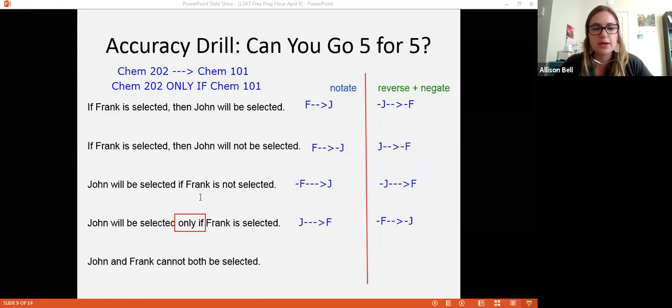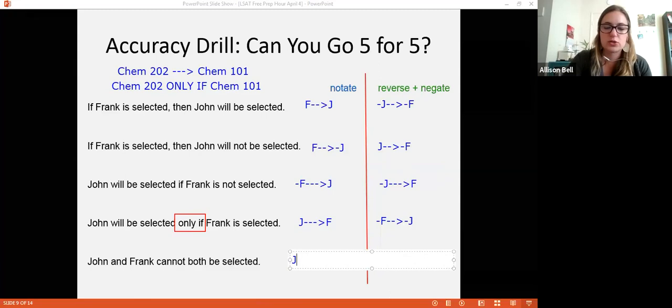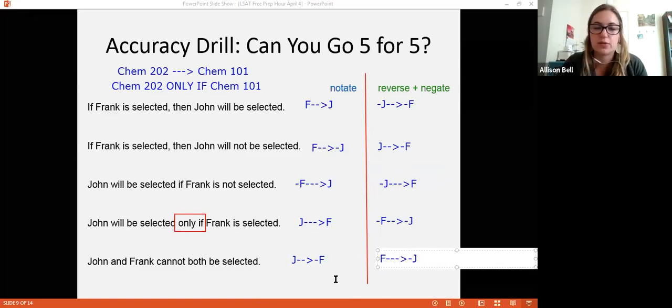All right, and the final one, "John and Frank cannot be both selected," is a good one to challenge yourself because it doesn't actually use the word "if." So it would be: if John is selected, then Frank is not. And if Frank is selected, then John is not. That's our way of saying they cannot both be selected.